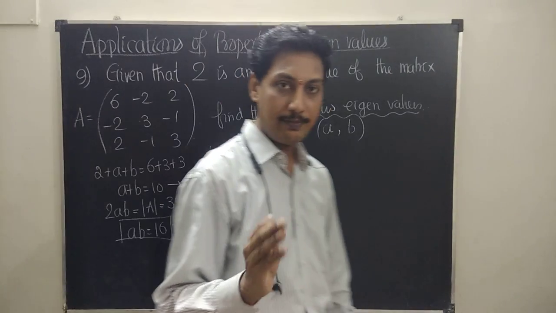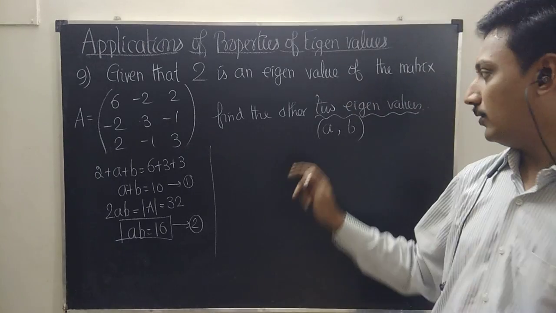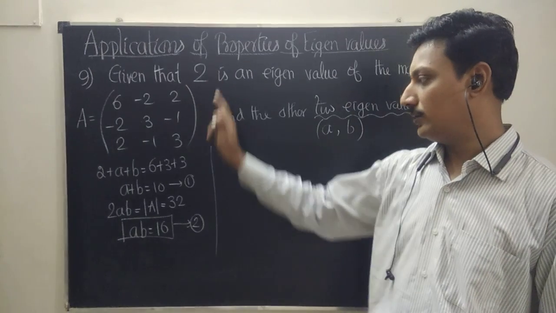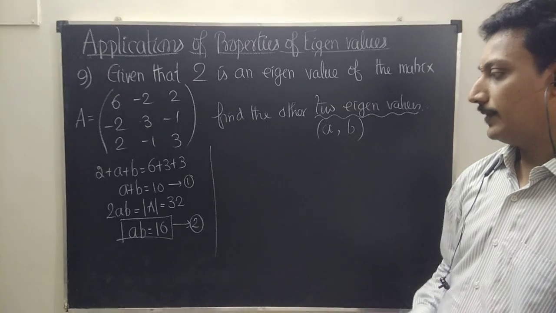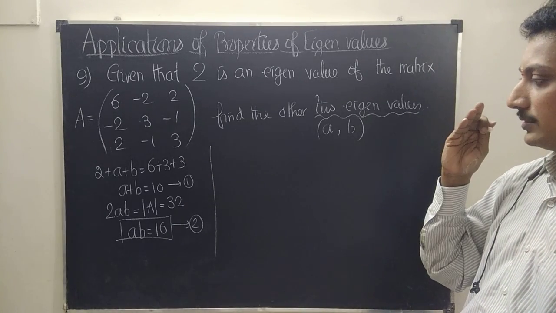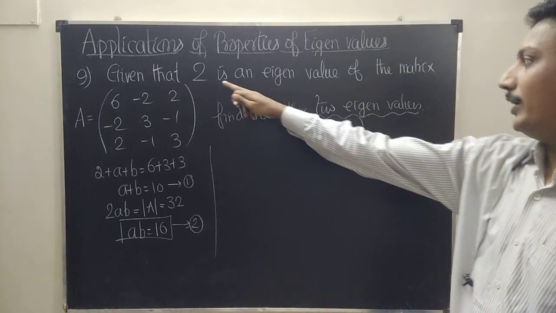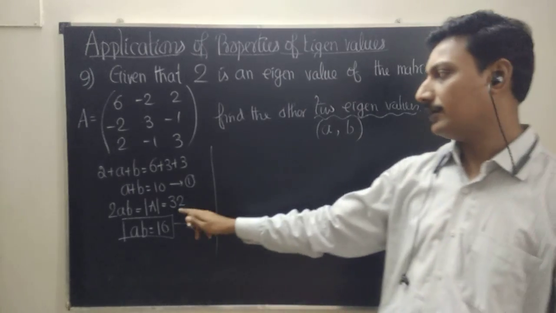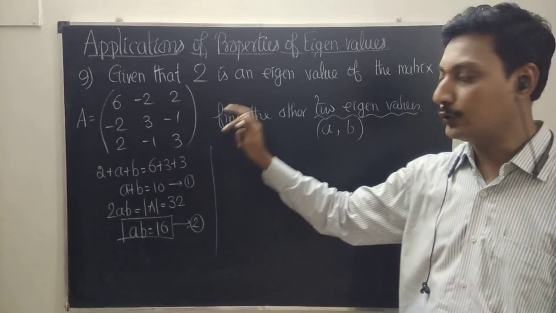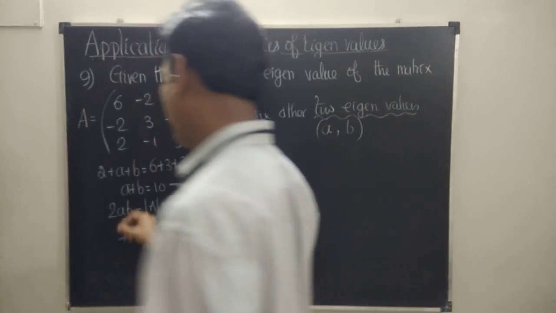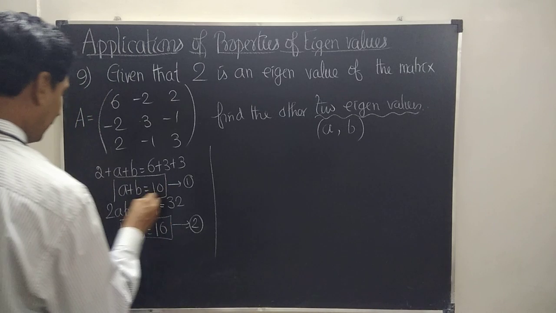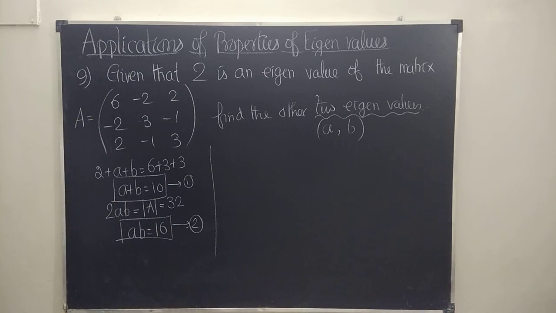First property, sum of the eigenvalues: A plus B plus 2 is equal to sum of the leading elements, that is 12, so A plus B is 10. The second property is product of the eigenvalues: 2 into A into B is equal to the determinant. This matrix determinant is 32, so AB is 16. By using these 2 data, I would like to find out A and B.